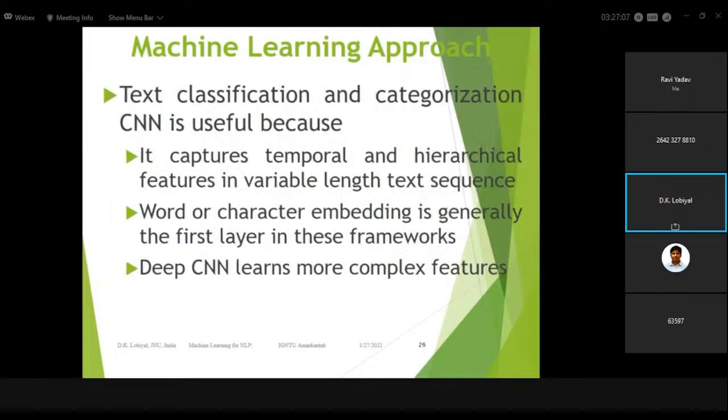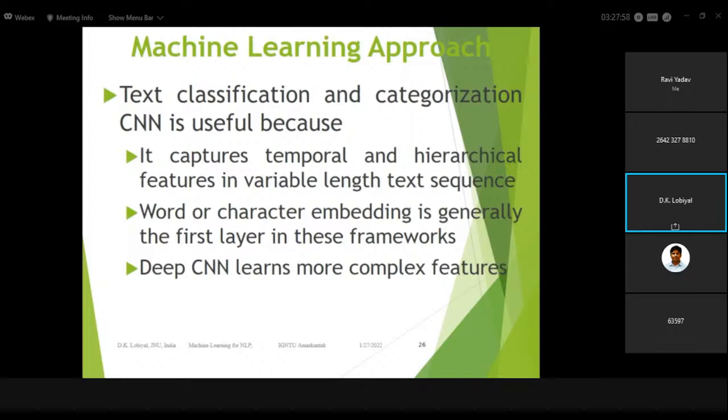Now, but that is not sufficient. A useful technique which people are applying is the convolutional neural network, CNN. Why CNN is useful for text classification is it captures the temporal and hierarchical features in variable length. Keep that in mind. Sentences in a given text are of variable length. Every sentence will not have the same length. That is very common. But when you make a vector space model representation, you are making every sentence of equal length. That is what you assume, because where the words are not contained, you assume value 0.